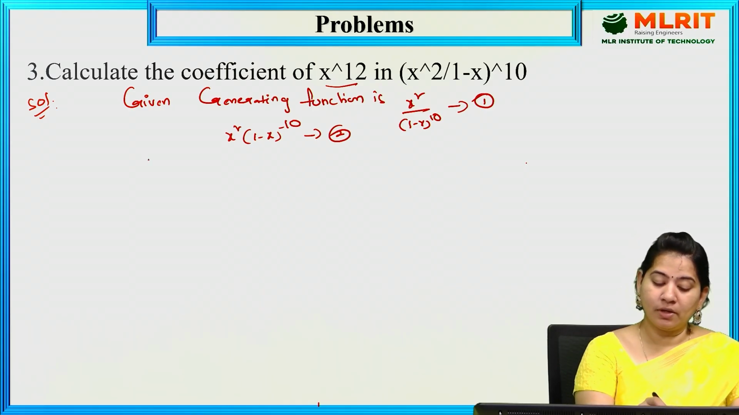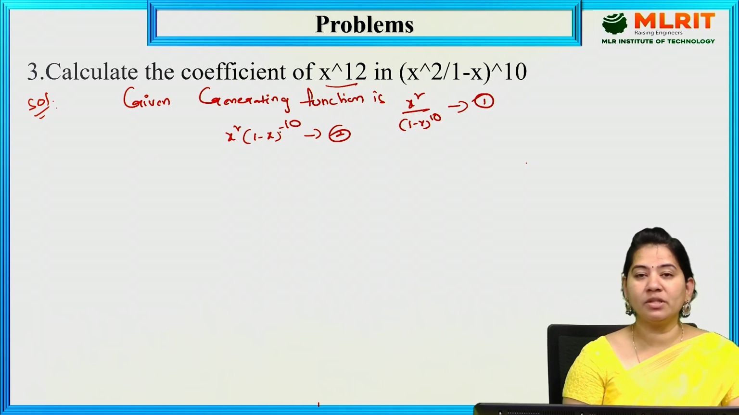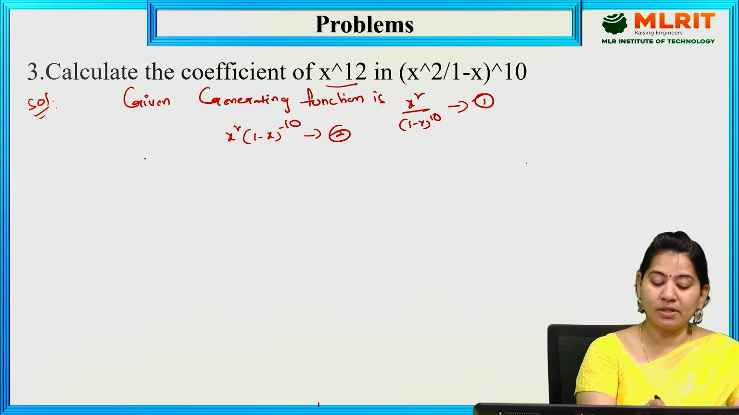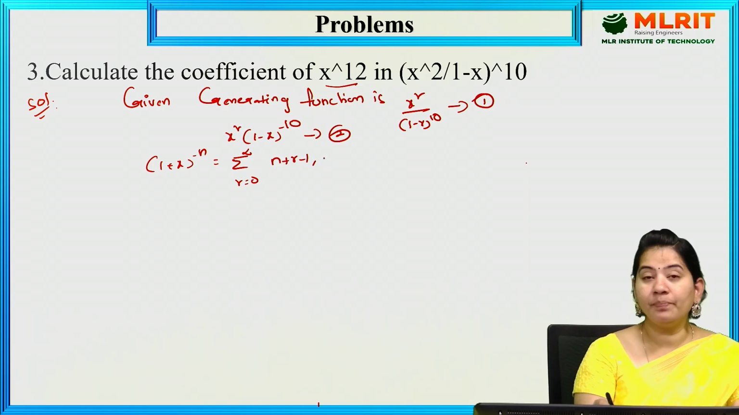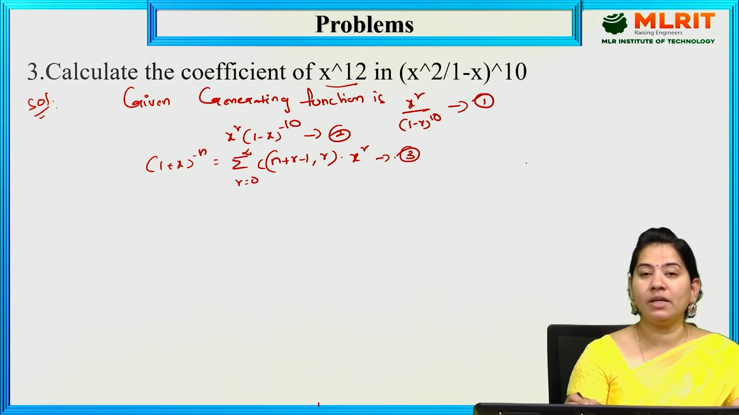Now if you observe, the n value is negative. Whenever the n value is negative, we have another formula. That formula is 1 plus x whole power minus n equal to sigma r equal to 0 to infinity, C of n plus r minus 1 comma r, into x power r. Let us consider this as equation 3.